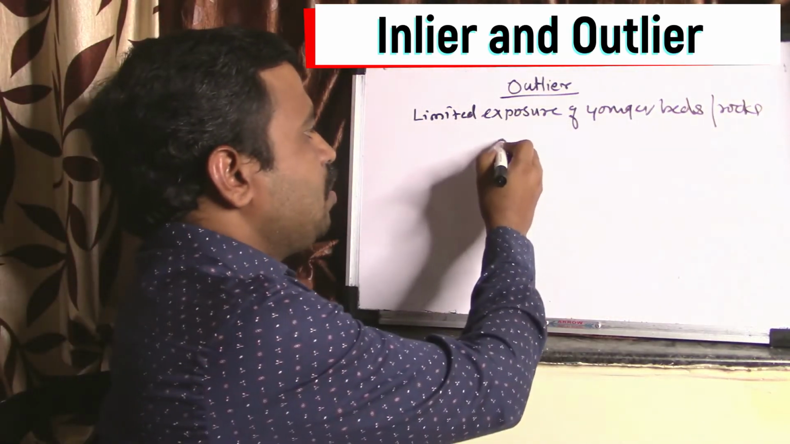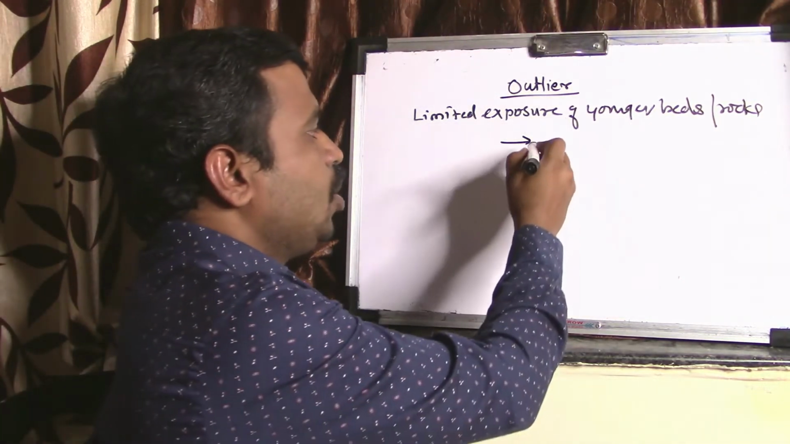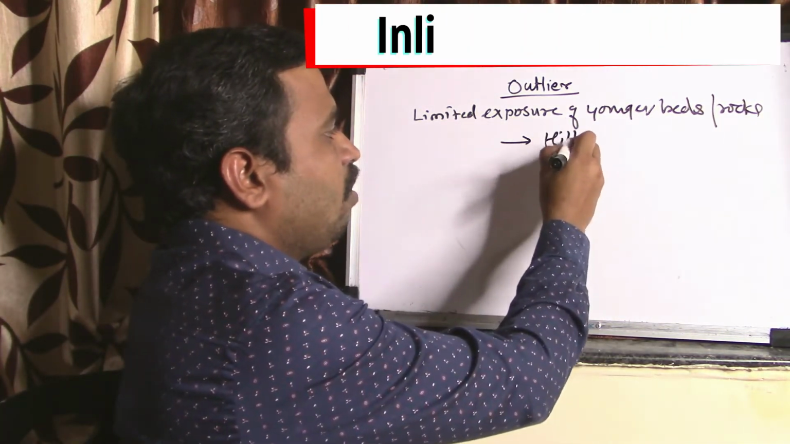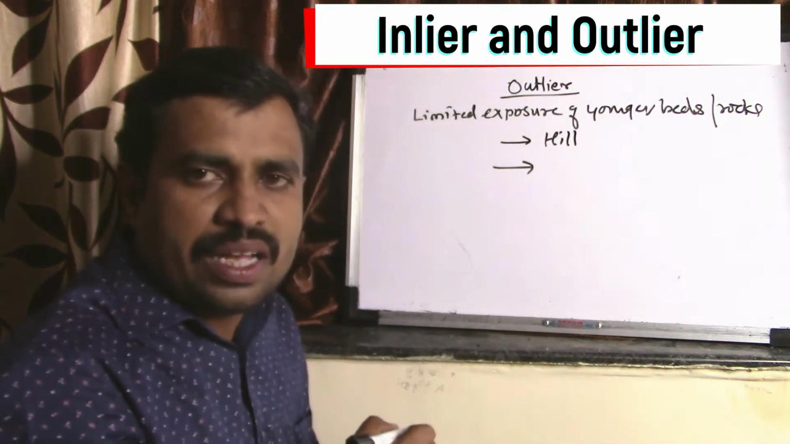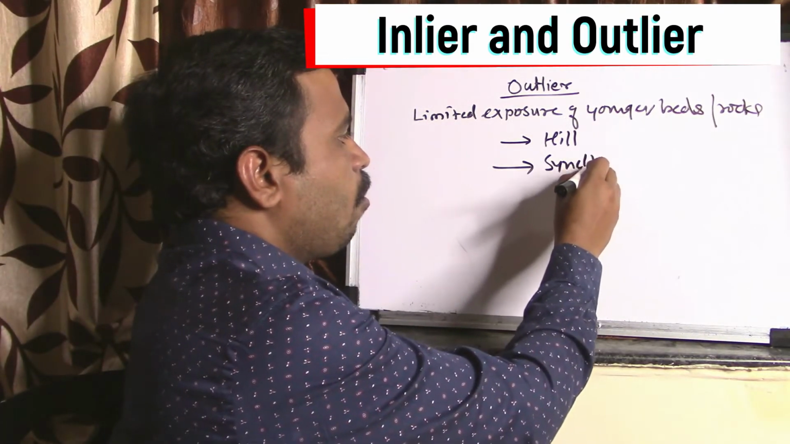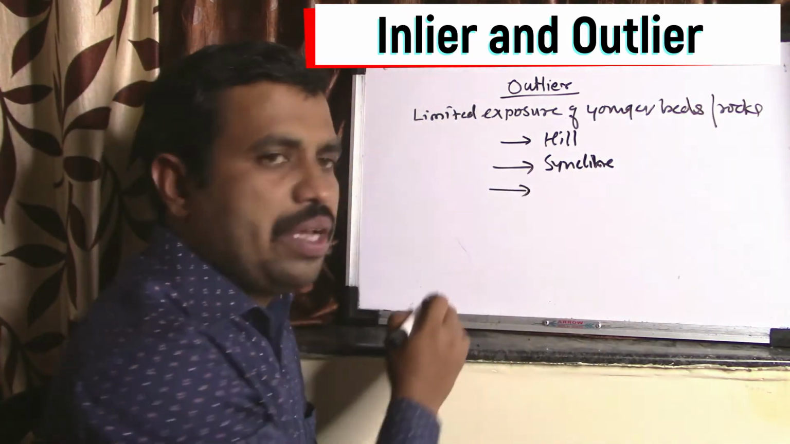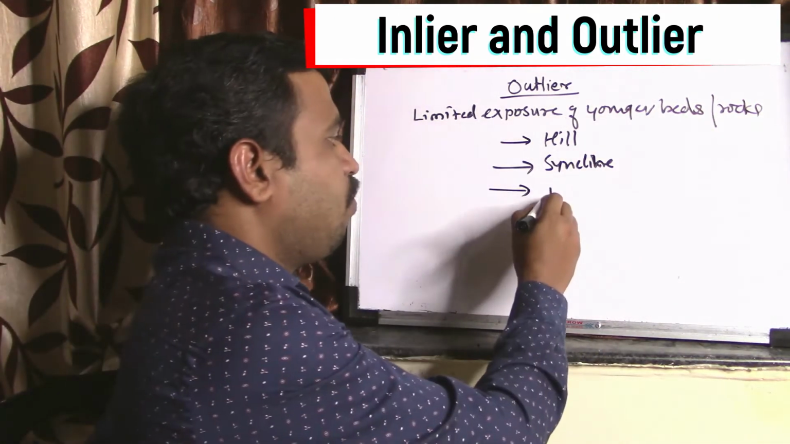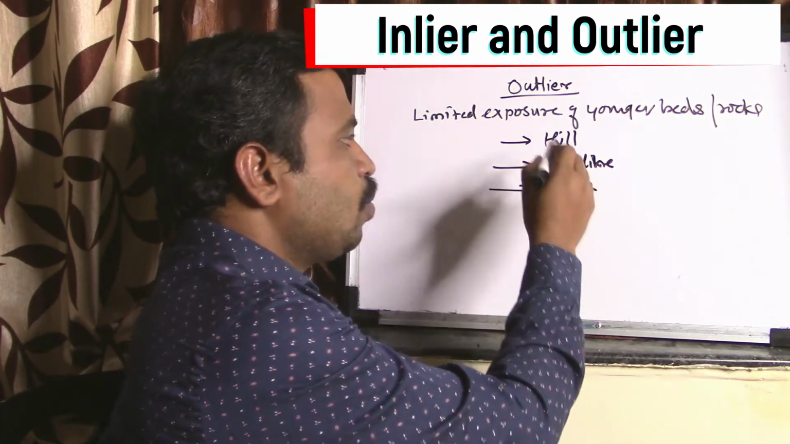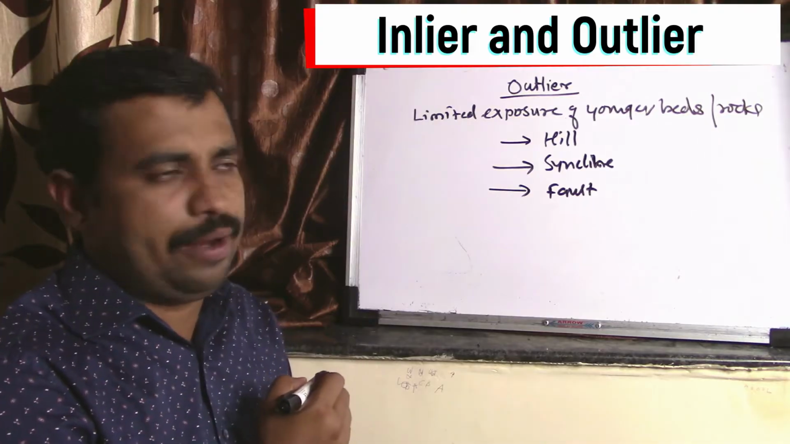So this is because of three things. One is the erosion of hill, the second is erosion of syncline, and the third is because of the fault. Because of the erosion of these three things, there is a formation of outlier.